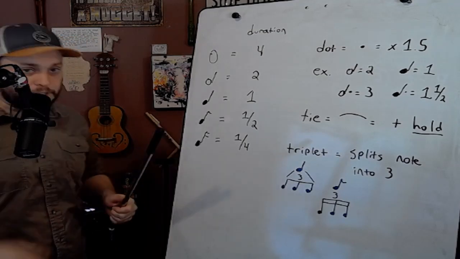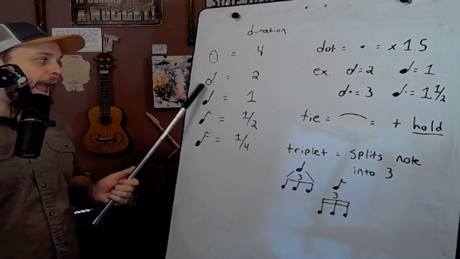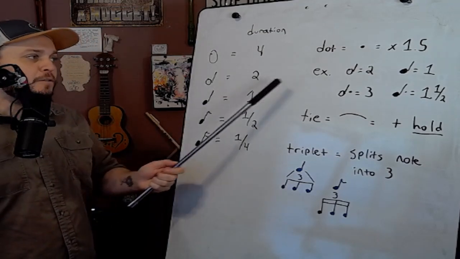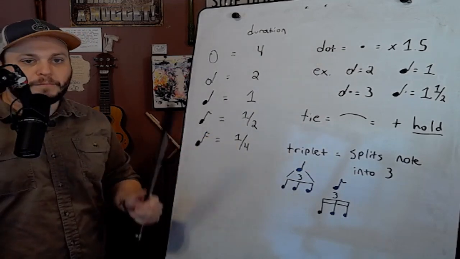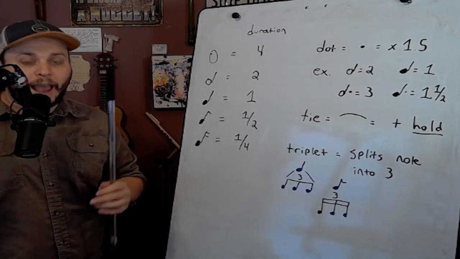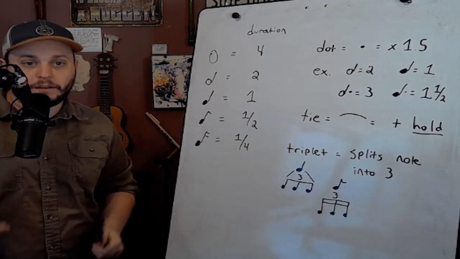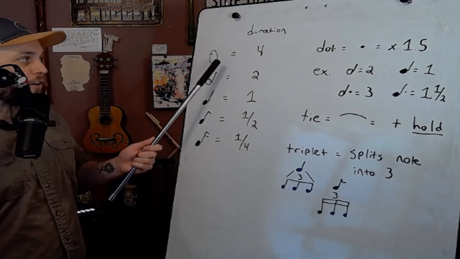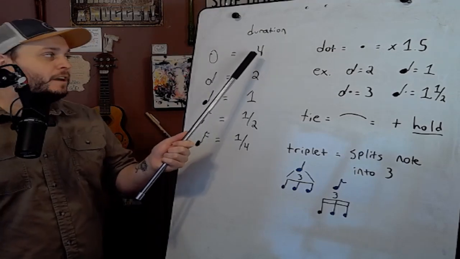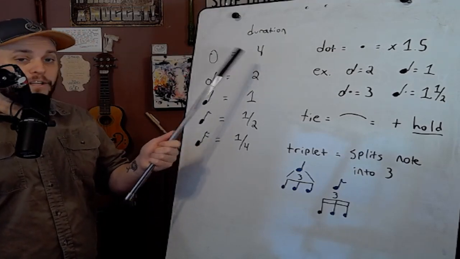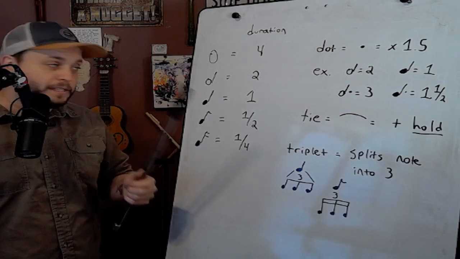Okay, so let's test it. You got a half note that's worth 2. If you put a dot on it, it multiplies it by 1.5. What is half of 2? It's 1. What's 2 plus 1? It's 3. So you could have a dotted whole note, and that would be worth 6, because half of 4 is 2, 4 plus 2 is 6.